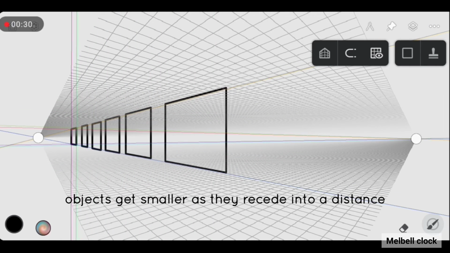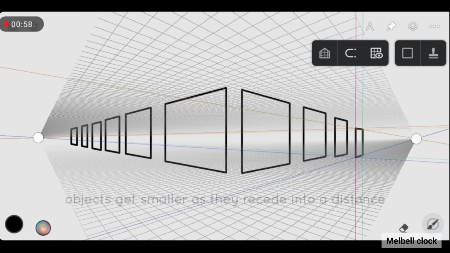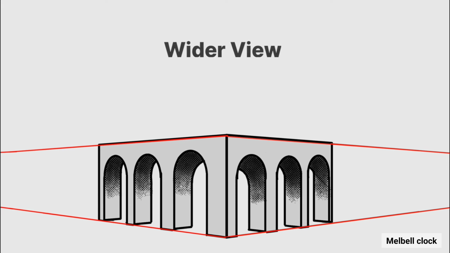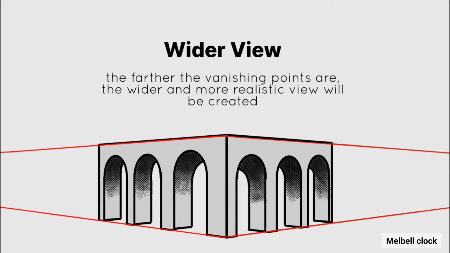Objects get smaller as they recede into the distance. The closer the vanishing points are, the narrower and more distorted the view will be. The farther the vanishing points are, the wider and more realistic the view will be.